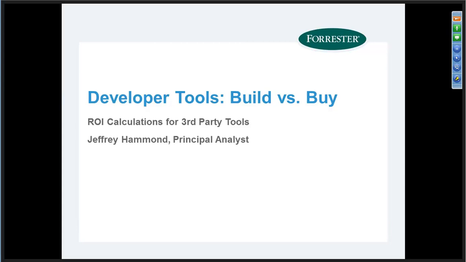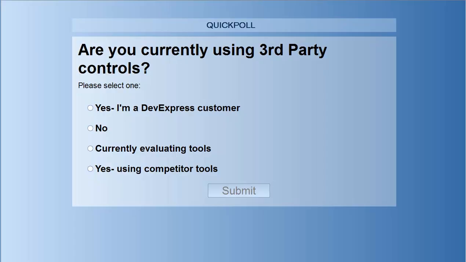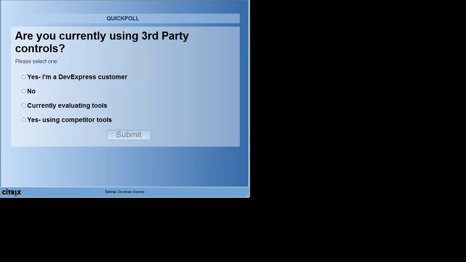Now, before we get started, DevExpress would love to know a little bit more about all of you joining us today, so we have a couple of poll questions for you. The first one is, are you currently using third-party controls? You can select one of the following: yes, I'm a DevExpress customer; no, you're currently evaluating tools; or yes, and you're using competitor tools. I'll give everybody a second to get their answers in. Great, so it looks like about 72% yes, are using third-party controls and are a DevExpress customer, 11% is no, and 5% currently evaluating tools.